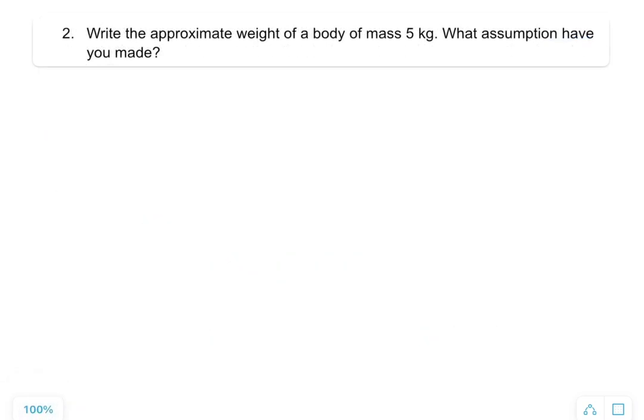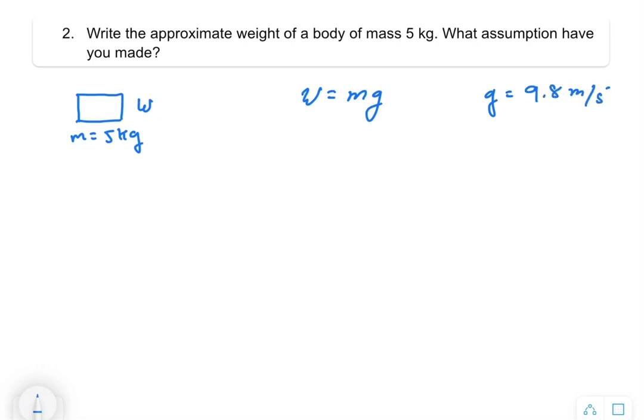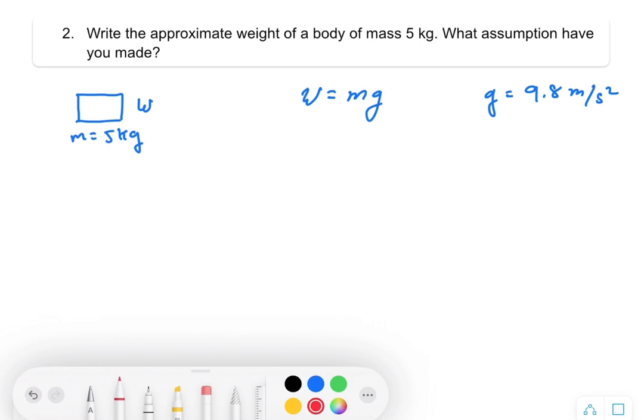Write the approximate weight of a body of mass 5 kilograms. What assumption have you made? So there is a body which is weighing 5 kilograms. We need to find its weight. Weight is calculated using the formula W is equal to mg. M is the mass and g is the acceleration due to gravity. If we take g as 9.8 meters per second square, we will get the value of W.